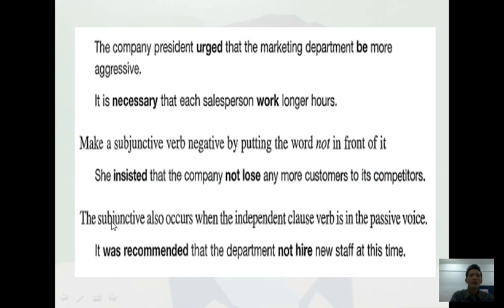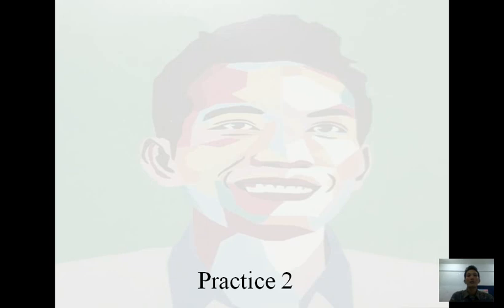The subjunctive also occurs when the independent clause verb is in the passive voice. That is passive voice. It was recommended that the department not hire new staff at this time. It is a mistake when you write it was recommended, in simple past, that the department did not hire. It's better for you to write it was recommended that the department not hire new staff at this time.